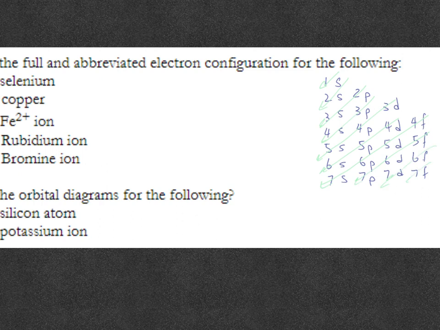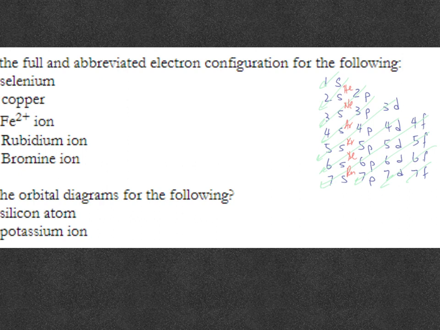Then what you're going to do is you are going to copy the noble gases right above the 2s. So we're going to have helium, because this is to help you with doing the abbreviated, then neon, then argon, krypton, xenon, radon.